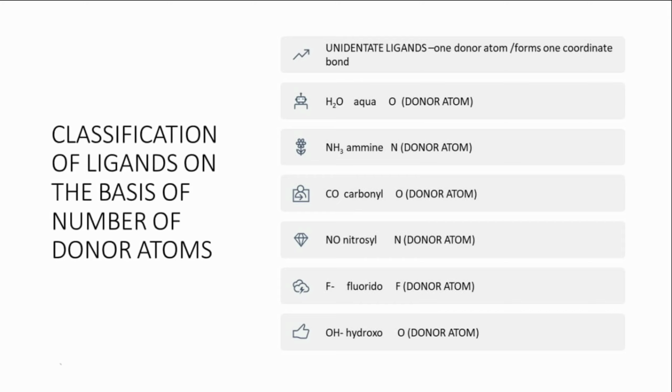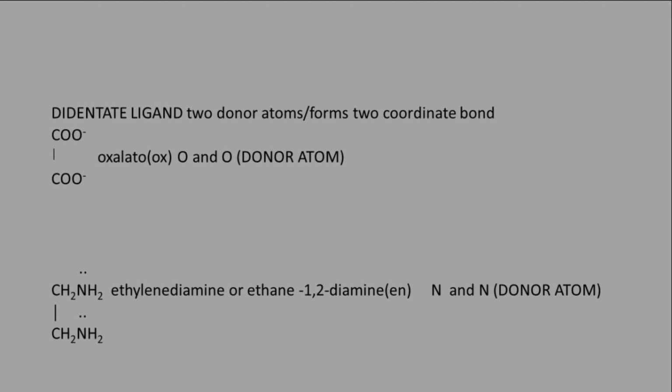Nitrosyl, it coordinates through nitrogen. Fluoride, or we say fluorido, it coordinates through F. Hydroxo, it coordinates through O. So there is one point only through which it can donate its lone pair of electrons to the central metal ion. Now, the next one is a didentate ligand.